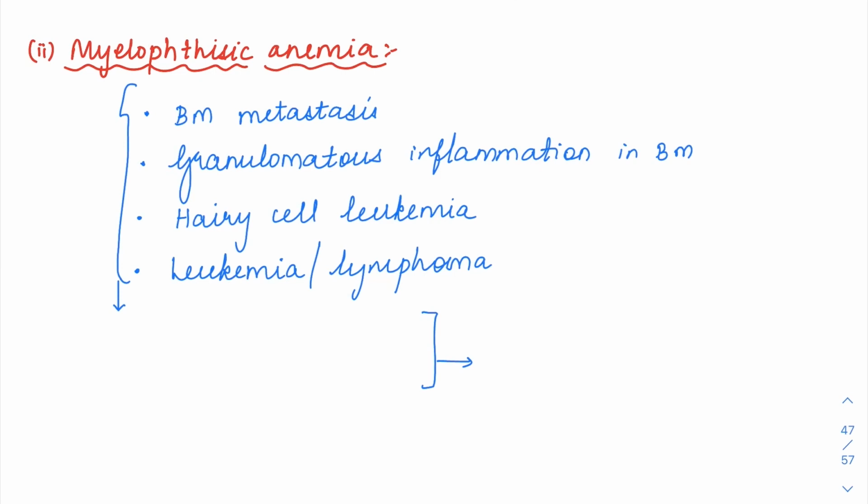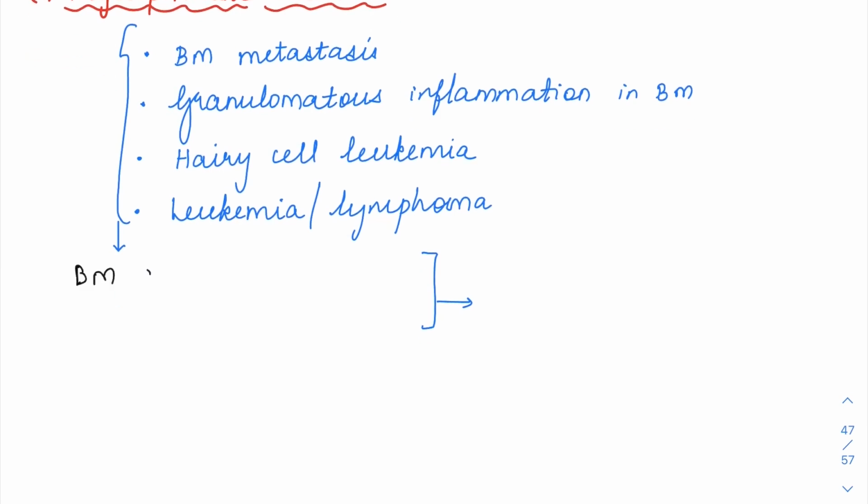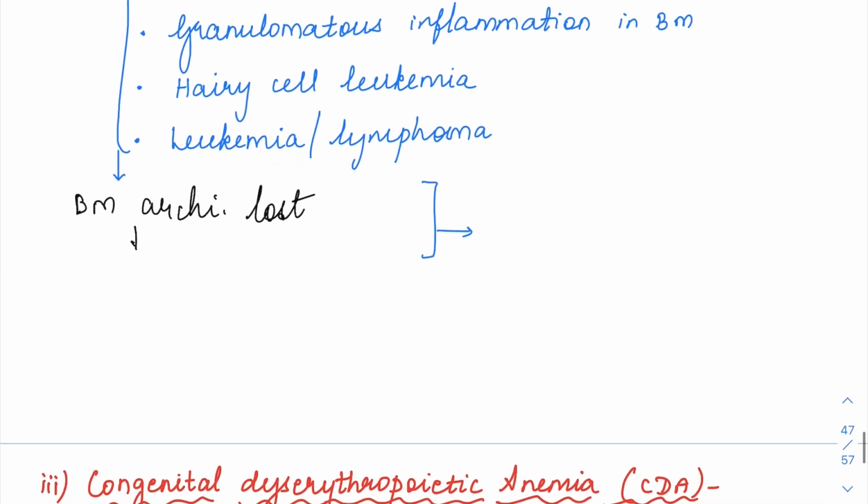Suppose there is going to be a bone marrow metastasis, or a leukemia or lymphoma infiltration, or bone marrow fibrosis, or even a granulomatous inflammation, tubercular inflammation in the bone marrow. All of this is going to result in myelophthisic anemia, because the bone marrow architecture, the stromal cells, and the hematopoietic cells are going to be lost, resulting in decreased production and pancytopenia.